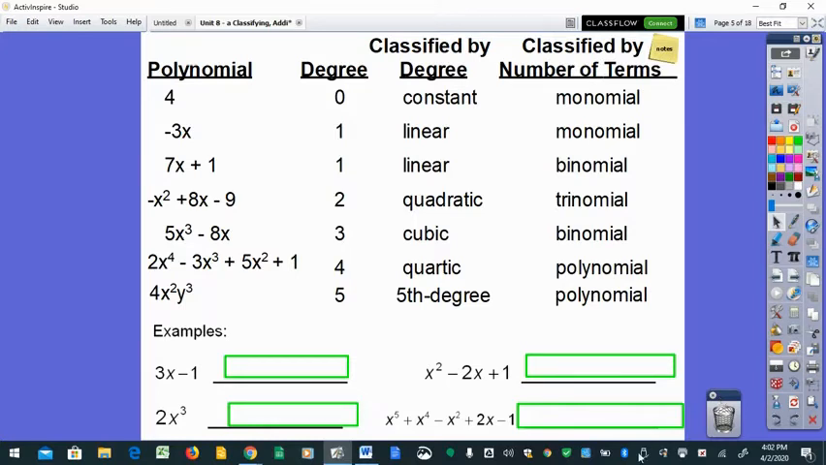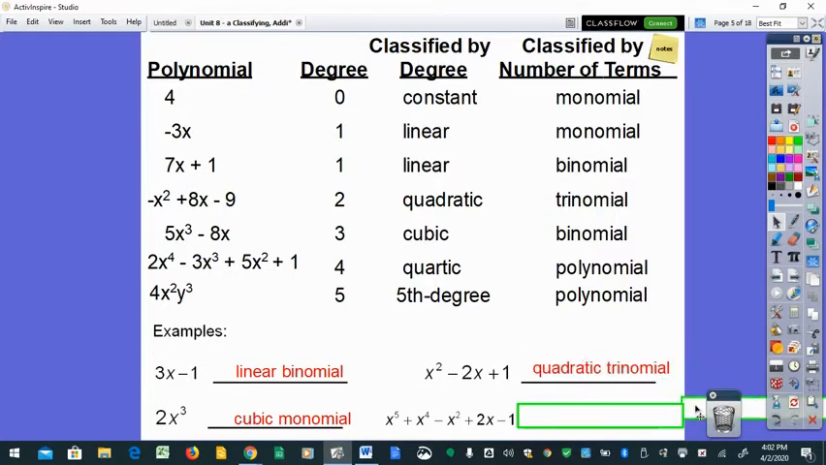Okay, everybody, let's see how we did here. Highest degree is a 1, so it is linear. 2 terms would be binomial. It's a linear binomial. Highest degree is a 3. It would be a cubic, one-term cubic monomial. Highest degree is a 2, so it'd be a quadratic, 3 terms, quadratic trinomial. Highest degree is a 5, so it's going to be a 5th degree, and we're beyond the trinomial, so it's just a 5th degree polynomial. How'd you do?